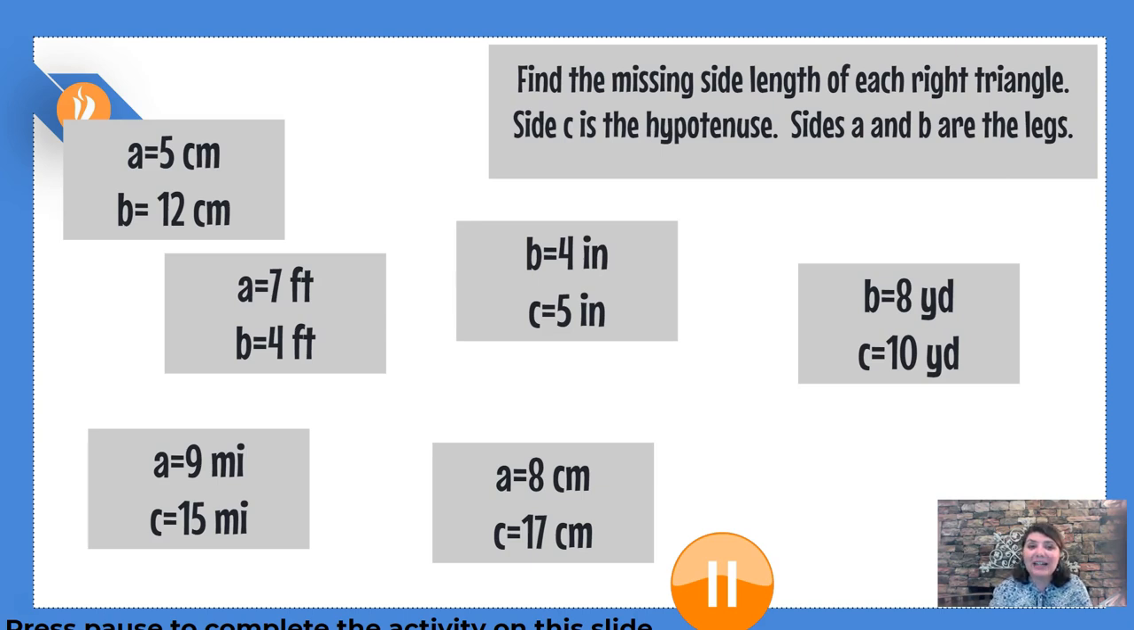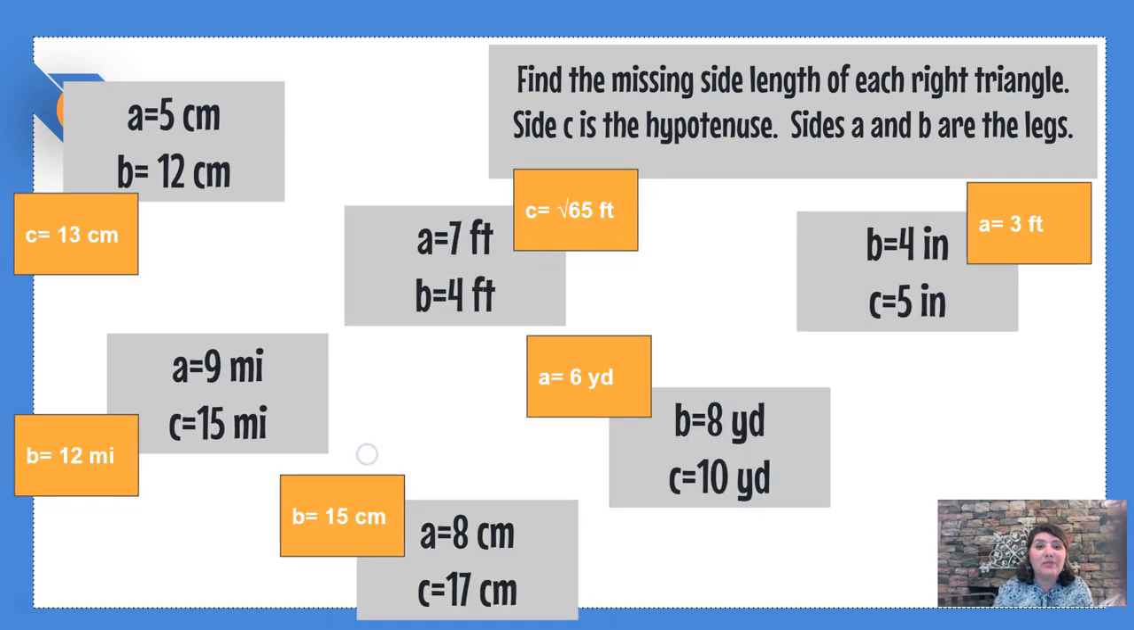All right, welcome back. Let's see how well you did on solving for the missing side length. Now the biggest thing is you got to make sure you square and do those things correctly. So let's see what we figured out. All right, A equals 5 centimeters, B equals 12 centimeters. Our answer is C equals, sorry, not 16, 13. So that was a perfect square.